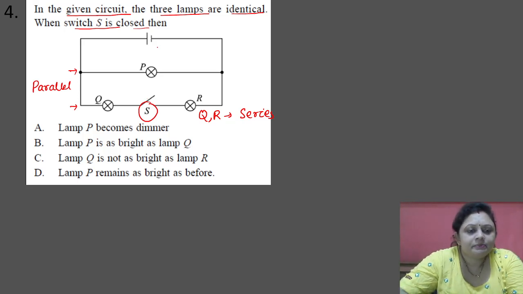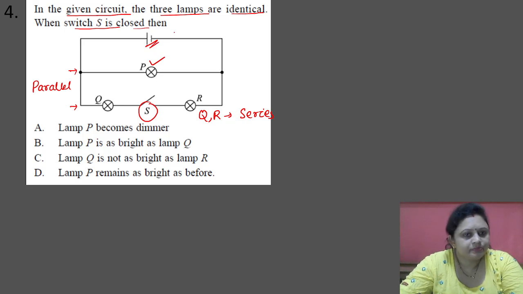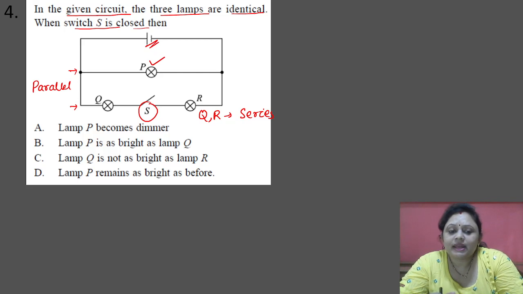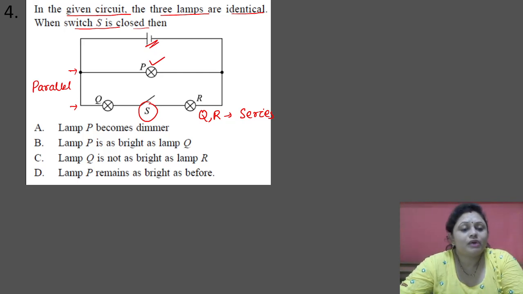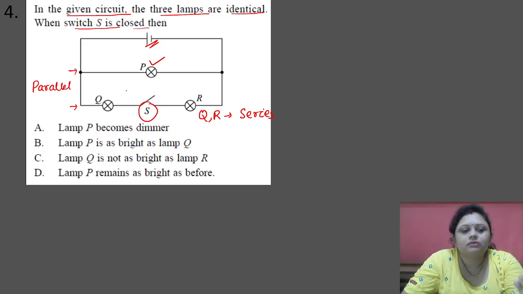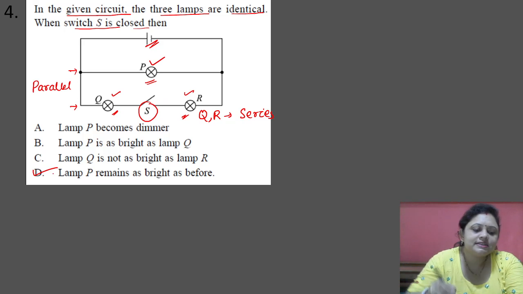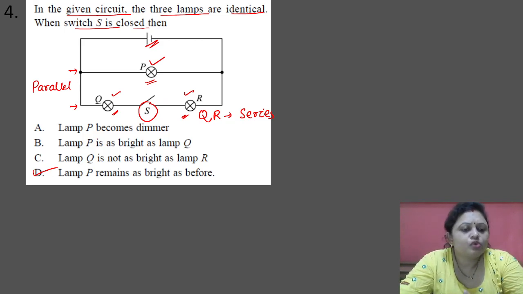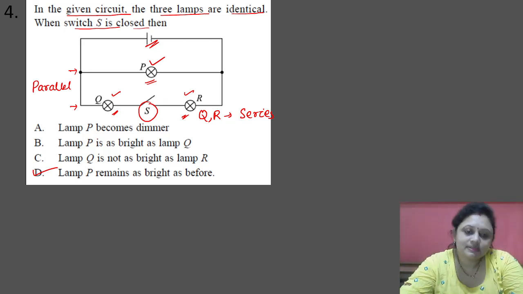Okay, because P is connected to the source, that is the battery. So lamp P remains as bright as before. But what about Q and R? Q and R will be less bright compared to P. Half will go to Q and half the amount will go to R, right? But Q is not going to be affected anyway. So the correct answer is option D, that is lamp P remains as bright as before.